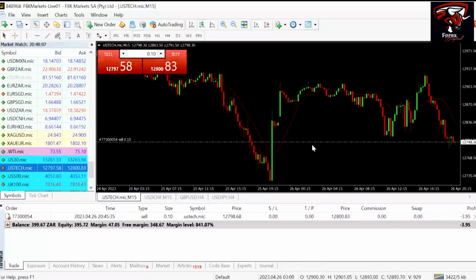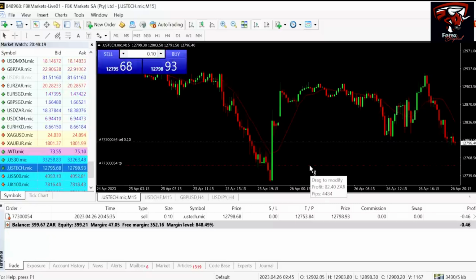Now, moving to the fourth topic, which is take profit. For example, I've just dragged my TP here, and it says I'll be banking about 44.84, which is 4,484 pips, which is ideally points in reality, which will give me about 82 rands if the market reaches the red line that you see on the screen.